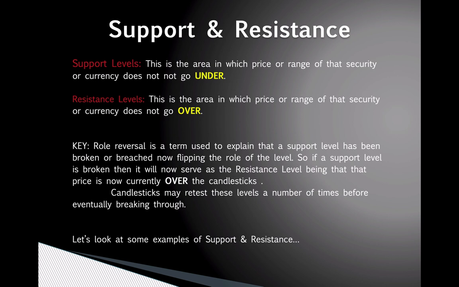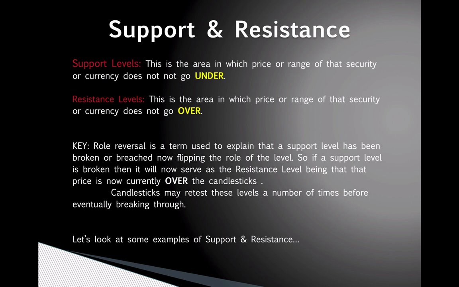And then we go into resistance levels. This is the area in which price or range of that security or currency does not go over. So if we're getting bullish activity and the move is moving upward, and then the candlestick reaches that level, price is going to reject and drop down, or it's going to break that resistance level and go higher. And one keynote here is what we call role reversal. Role reversal is a term used to explain that a support level has been broken or breached, which now flips the role of the level, right?